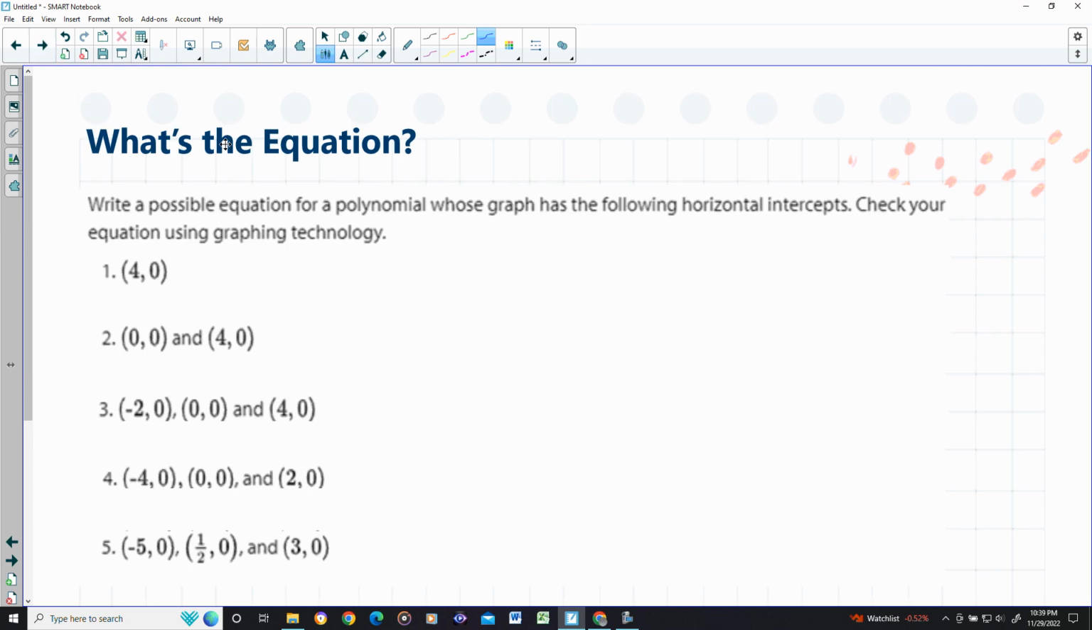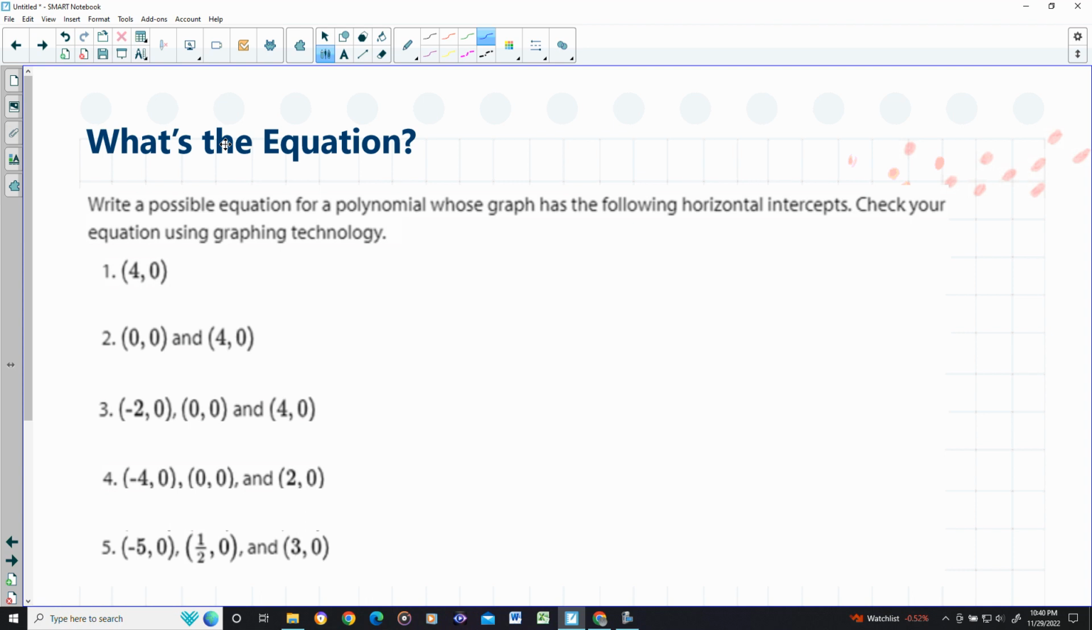Okay. All right, next piece. What's the equation? Write a possible equation for a polynomial whose graph has the following horizontal intercepts. Oh, this is the reverse question. Up until now, I've given you the factors, and you've always just said, okay, the solutions are this. Now we're going to do it the other way. Given the solutions, you tell me the factors.